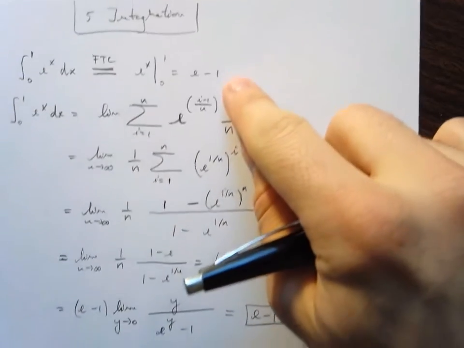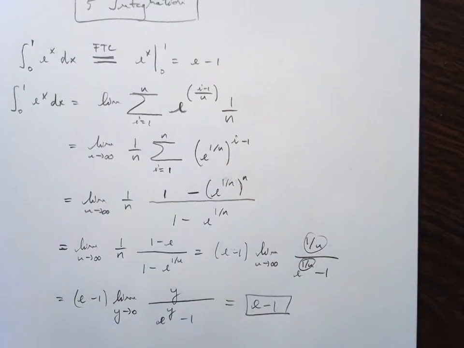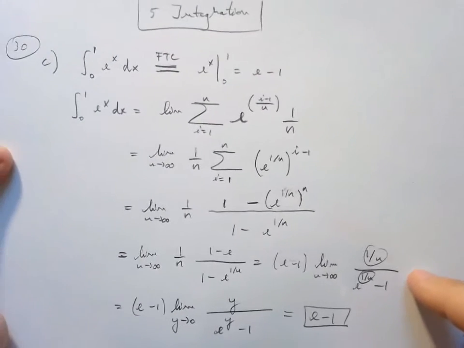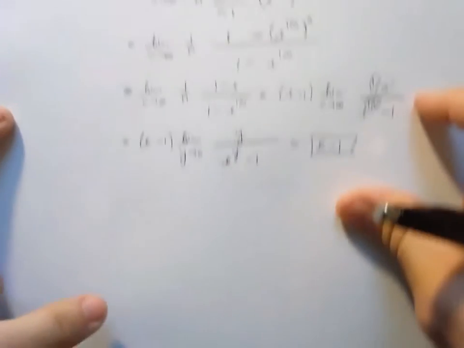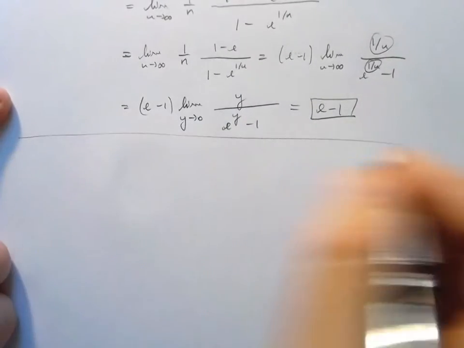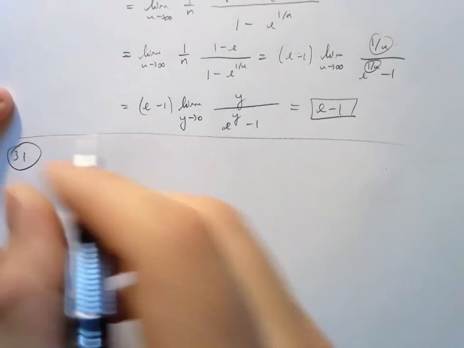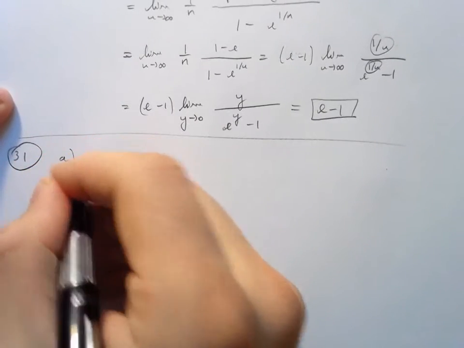which is exactly what we got when we computed this using the fundamental theorem. So it does work out. So that's problem 30C. Let's move on to problem 31, and I'll do part A.